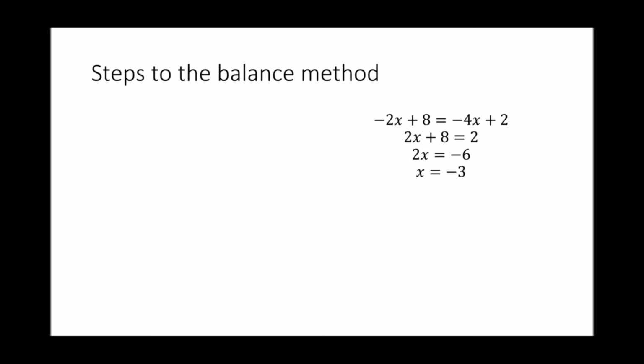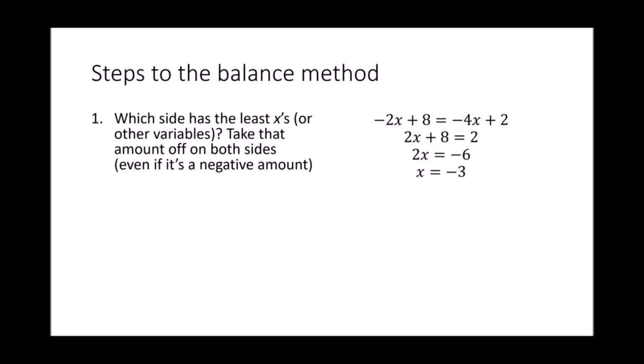So let's summarize this. We keep our example here. What steps are we taking? Our final goal is to have x on one side, numbers on the other. Our first step is to have only x on one side. So we look at which side has the least x's, or who knows, r's, q's, p's. In this case, that was our minus 4x because that was lower than minus 2x. That's the one that we take off on both sides.